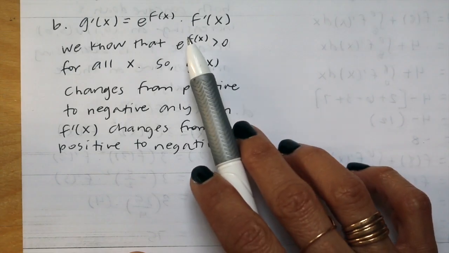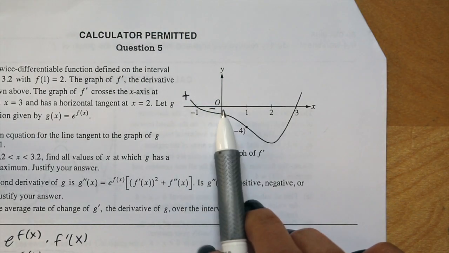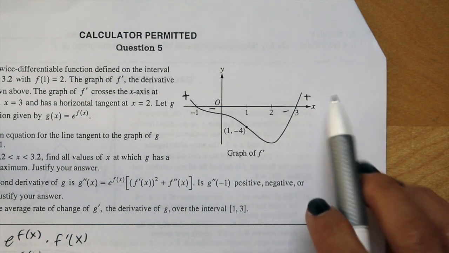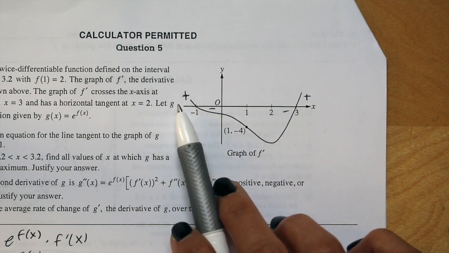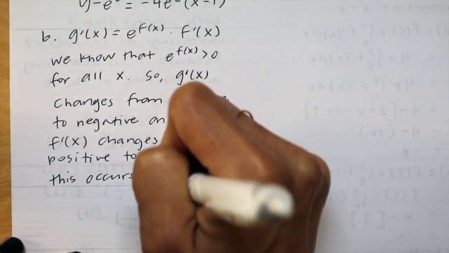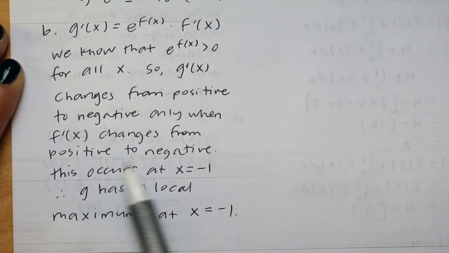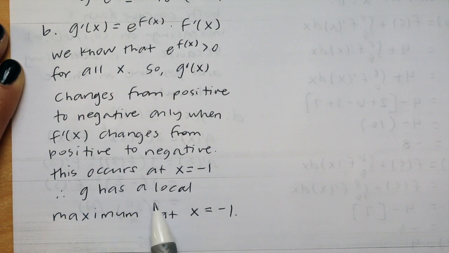So we want to look to see where f prime is positive and negative. F prime changes from positive to negative at -1. At 3, f prime changes from negative to positive. We're going to focus right here at -1 because this is where f prime changes from positive to negative. Since f prime changes from positive to negative at -1, that makes g have a local maximum at that value.